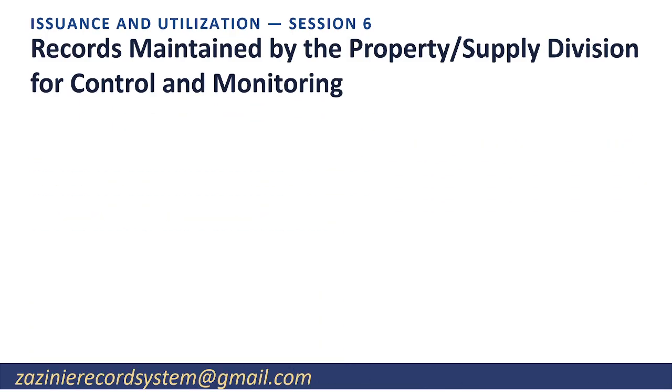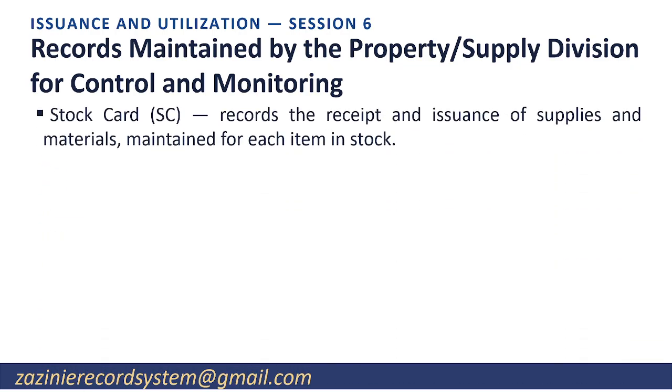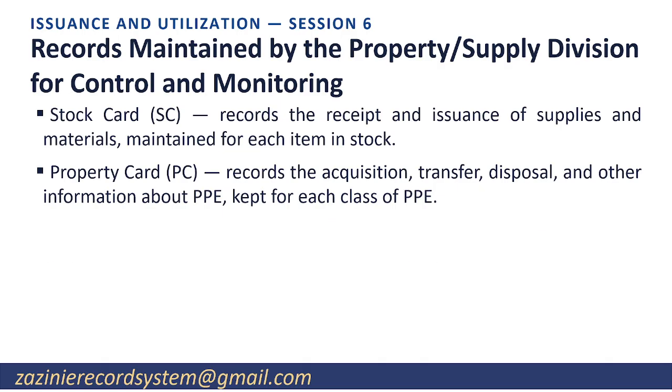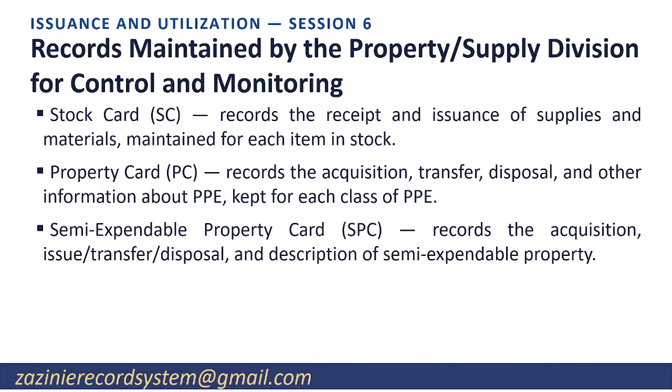Records maintained by the property or supply division for control and monitoring. Stock card, SC, records the receipt and issuance of supplies and materials, maintained for each item in stock. Property card, PC, records the acquisition, transfer, disposal, and other information about PPE, kept for each class of PPE. Semi-expendable property card, SPC, records the acquisition, issue or transfer or disposal, and description of semi-expendable property.